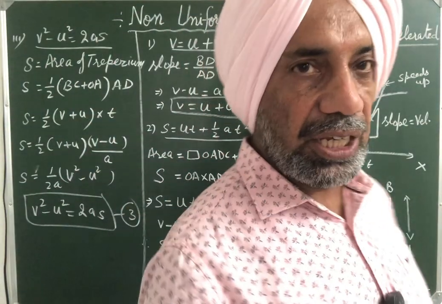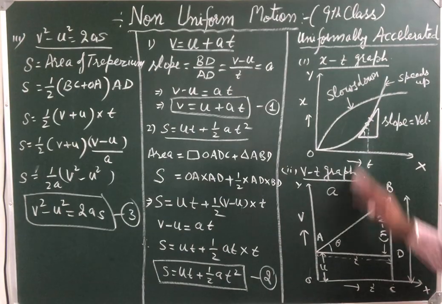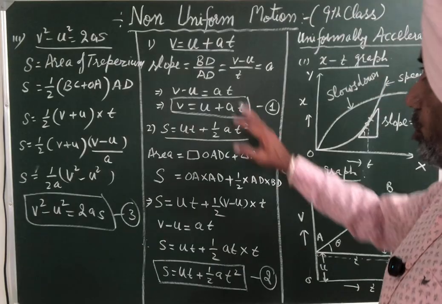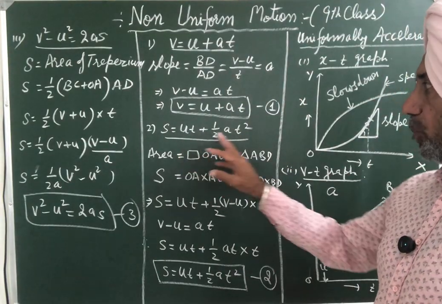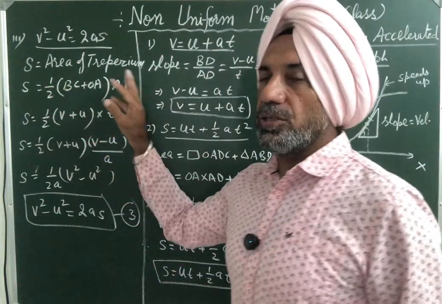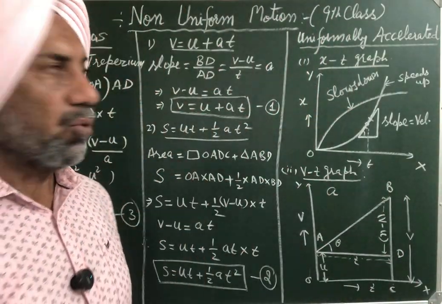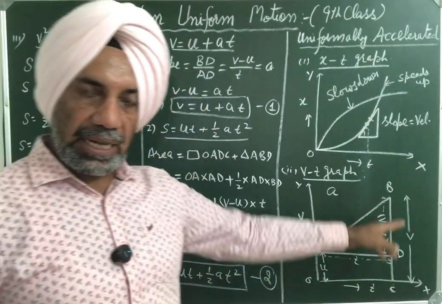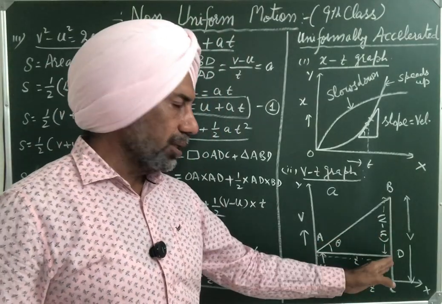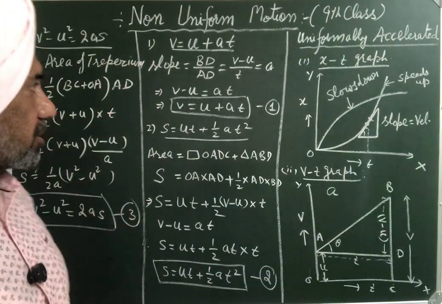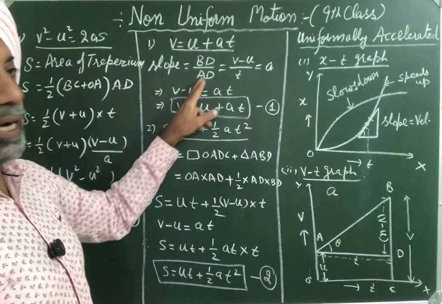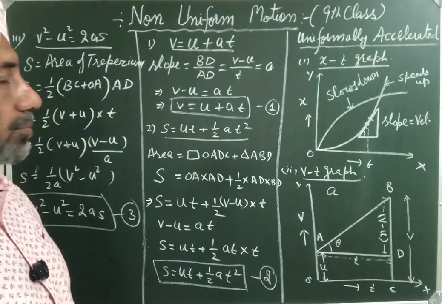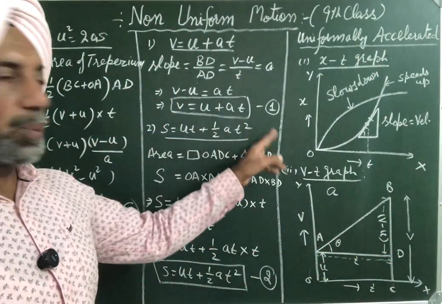So these are the three equations of motion which can be easily derived from velocity time graph. First equation v is equal to u plus at, second s equal to ut plus half at square, third v square minus u square is equal to 2as. What we do? We have to simply find slope of the straight line which is perpendicular over base. So we get first equation BD upon AD. So perpendicular BD is v minus u upon t. So we get v is equal to u plus at.